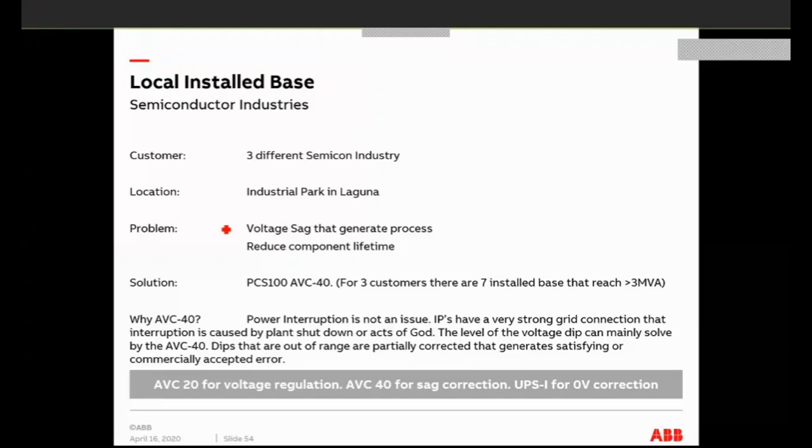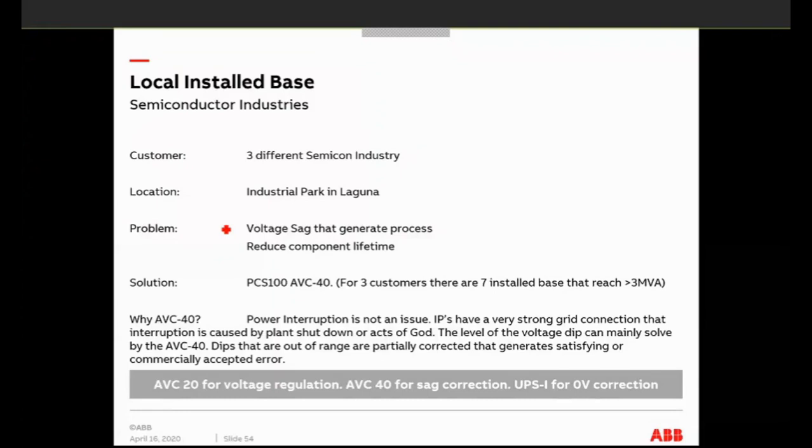So in order to correct this, they put in a PCS 100 ABC40. In these 3 customers, there are 7 installed units that reach more than 3 MVA of system. Just to give you an idea how long: we installed the first installation in 2012, and it is still running up to today.